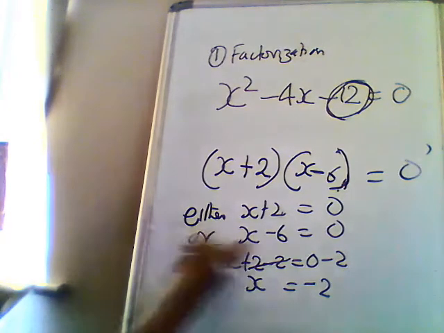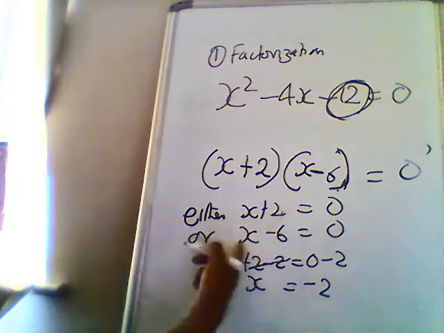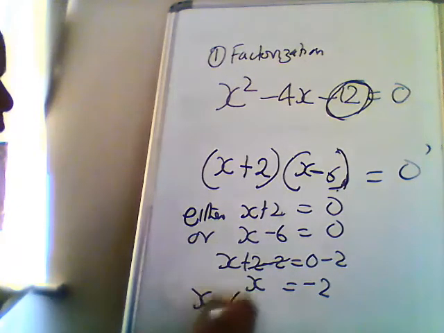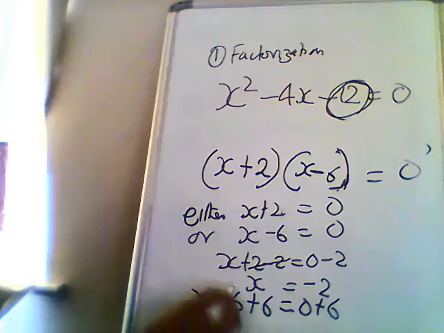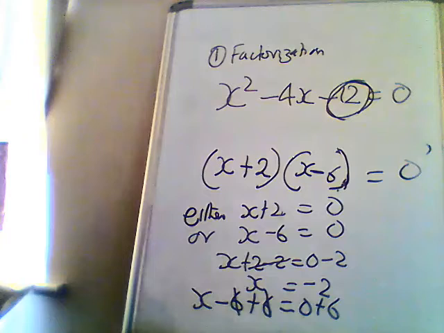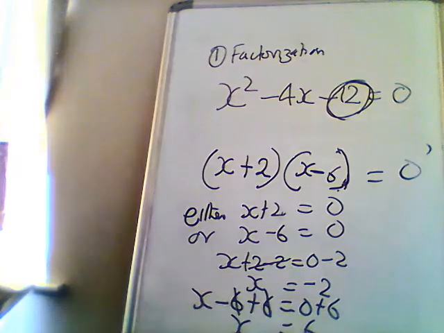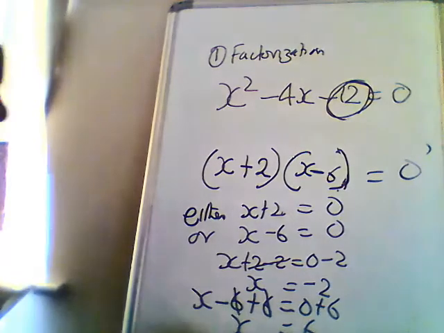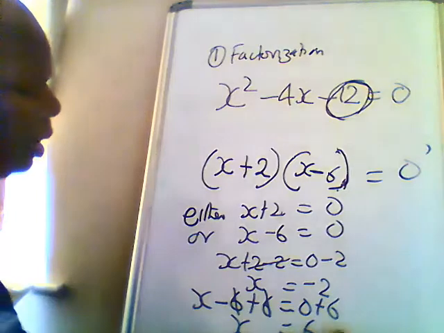The second answer, I need to solve for this one, which is x minus 6 equals 0. Therefore, I need to add 6 to both sides so that I can have x on this side. So x minus 6 plus 6 would give me 0 plus 6. This cancels. Minus 6 plus 6 gives me 0. So I have got x on this side, and it's equal to 6. So the answers are x equals minus 2 and x equals 6.